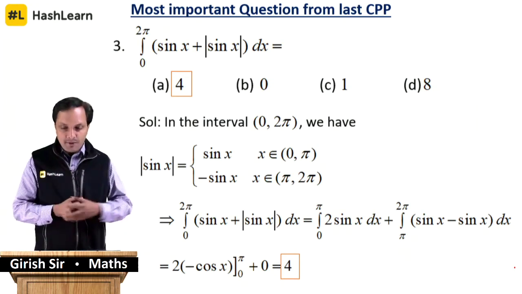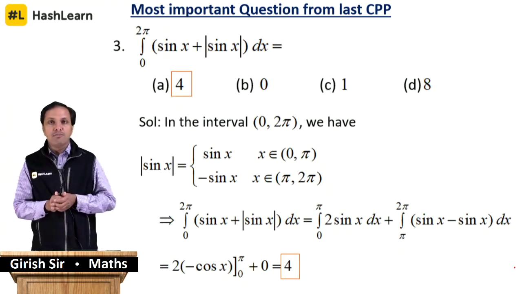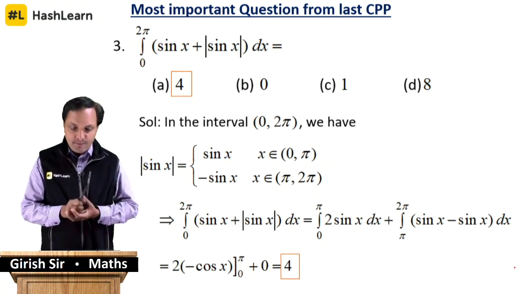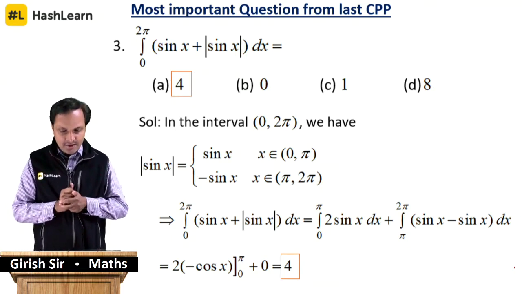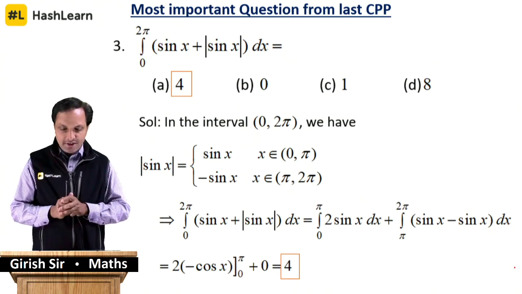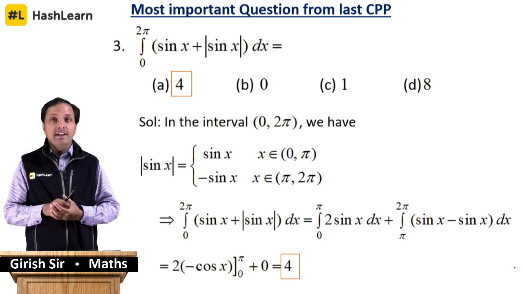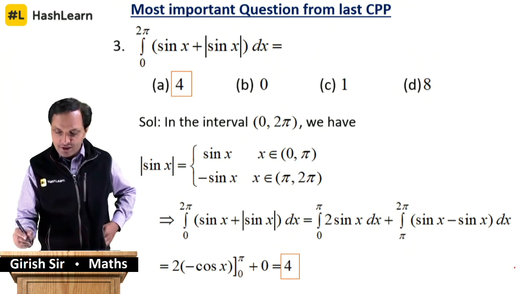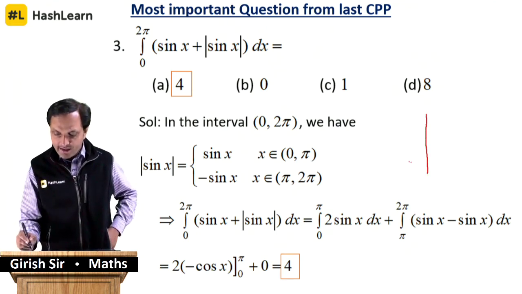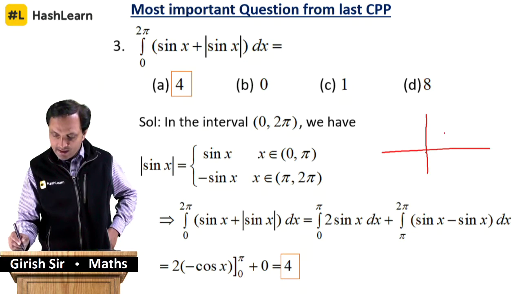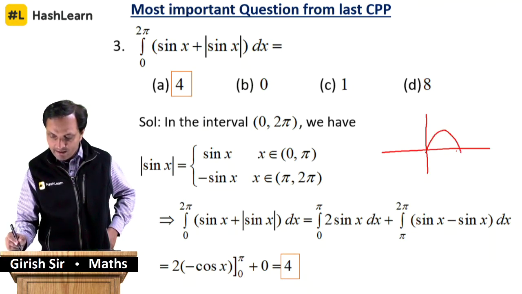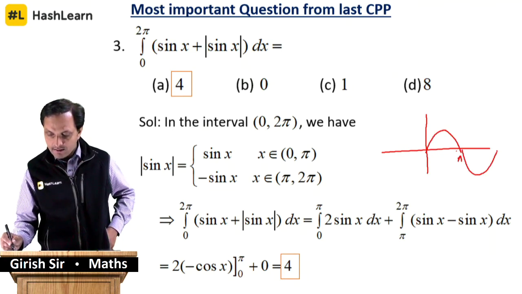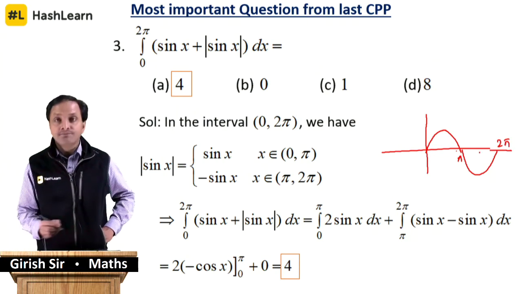This is the problem from the last class practice pack. A very important problem: integral from 0 to 2 pi of sin x times modulus of sin x dx. How to integrate this? The best method is a graphical approach. I will just show you. You know that sin 0 is 0, sin 90 is 1, so this is 0 to pi, this is pi to 2 pi.